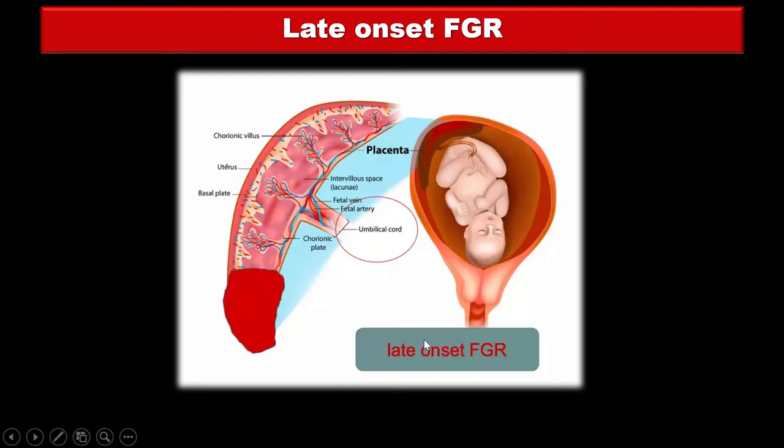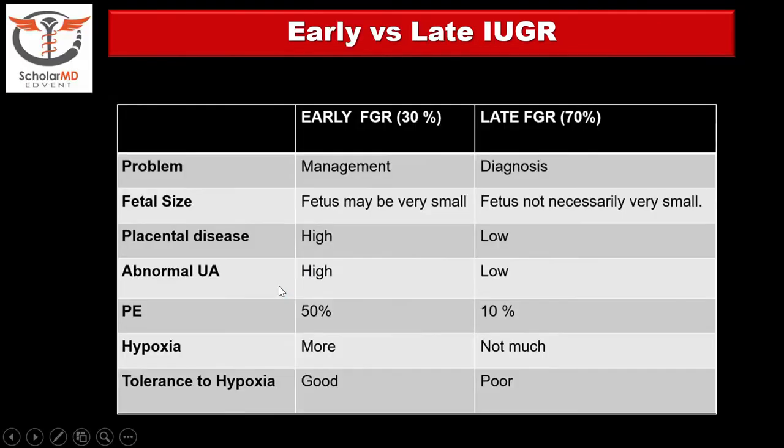Late onset FGR has placental damage of less than 30%. So the diagnosis in early onset FGR is easy because the fetus is small in size because there's a huge amount of placental disease, and there's abnormal umbilical artery Doppler as well. The problem is with management because these are premature fetuses, and so we really want to know the time of delivery so that we don't deliver too early and we don't wait long enough for hypoxia or acidosis to set in. These fetuses have 50% incidence of preeclampsia. Hypoxia is very high because there's a large amount of placental damage, but tolerance to hypoxia is good.